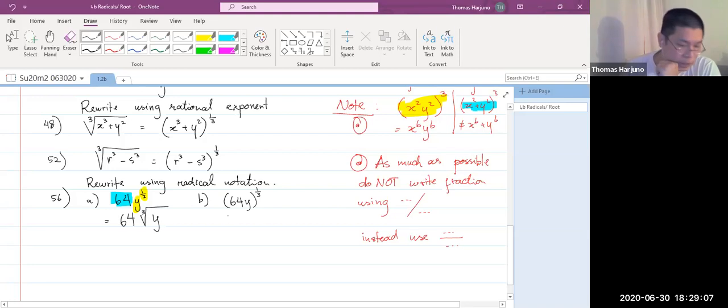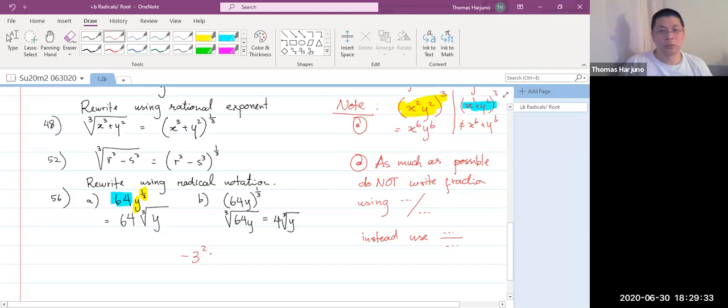Now this is equal to cube root of 64y, which of course, cube root of 64 is 4, times cube root of y. This example is actually very similar to this question. What is -3 squared? -3 squared is -9, not +9. If you are squaring -3, then this is +9.